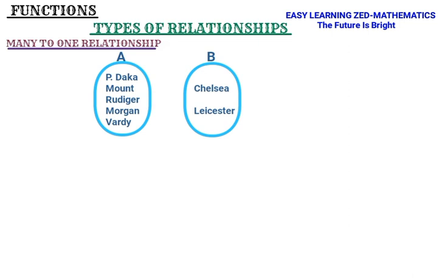Okay, so as you can see in A, we have got Patson Daka there on top, Mount, Ludiger, Morgan, and Vad. If you are an English Premier League fan, you know these players, and we have got our own now, Patson Daka, who's now going to be playing for Leicester.